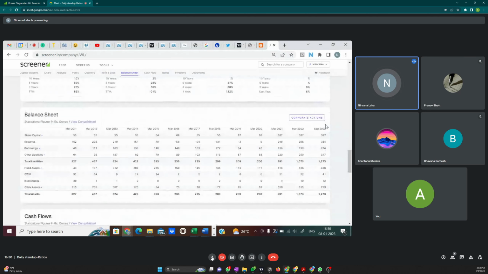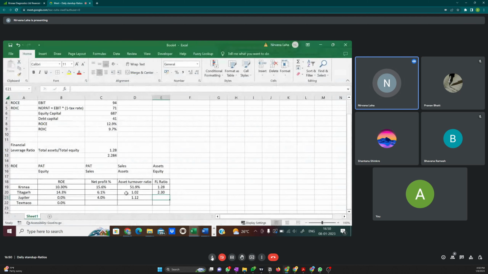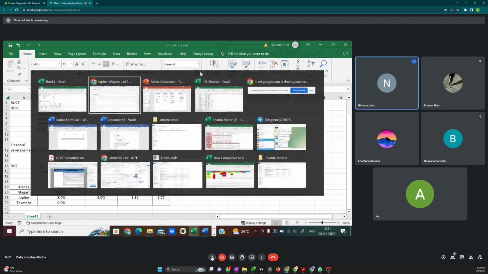So this is 1273 divided by the equity. Did we calculate this correctly for Titagarh? We'll have to recheck once. So 330 plus 680 plus 710 plus 721, 1273 by 721. So it's 1.77. So the overall ROE is 8%. Shantanu, offline, just check once if the FL ratio for Titagarh we calculated correctly. Meanwhile, I'll do Texmaco.